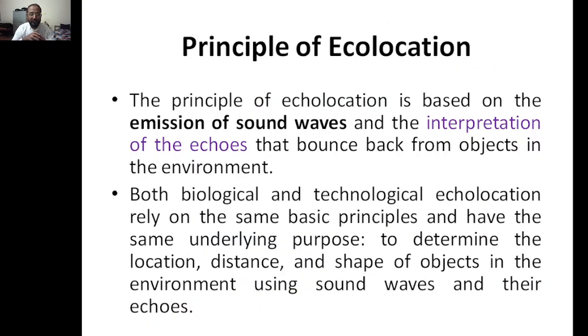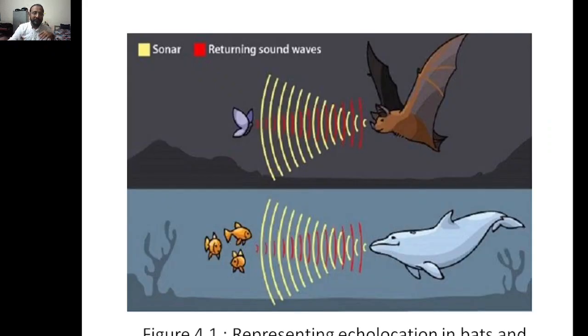Principle of echolocation: the principle is based on the emission of sounds and the interpretation of echoes that bounce back from the objects in the environment. The same thing is repeating, so I am going forward faster because the concept is the same. The second point again says that technological echolocation relies on the same underlying principle to determine the location, distance, and shape of objects by using sound waves. So this is how it happens.